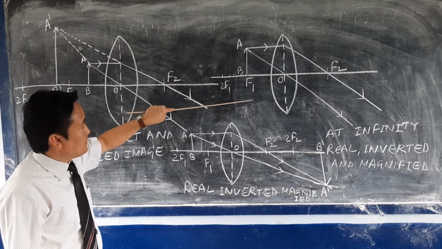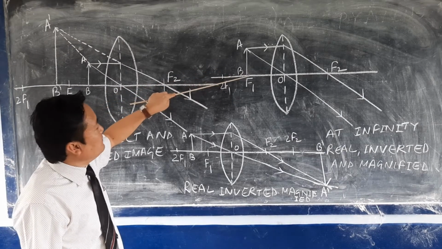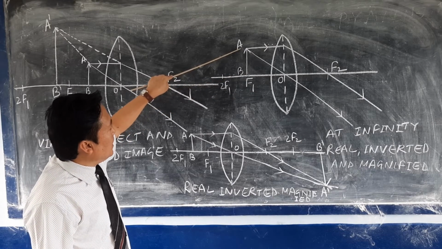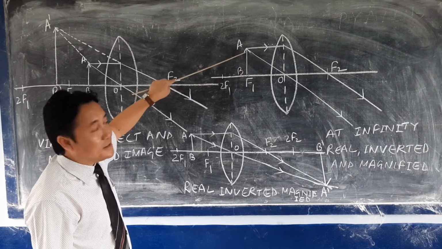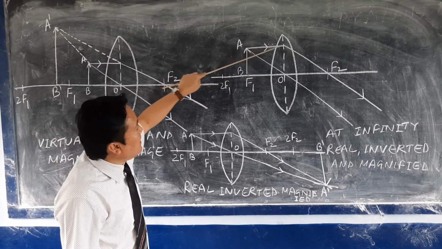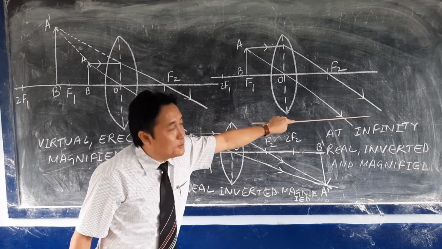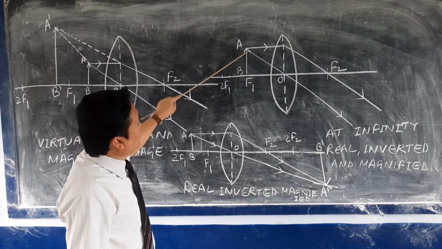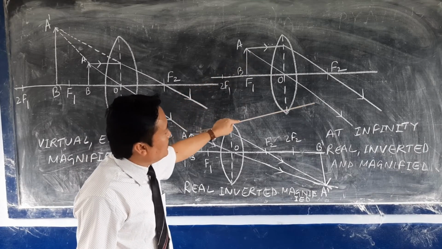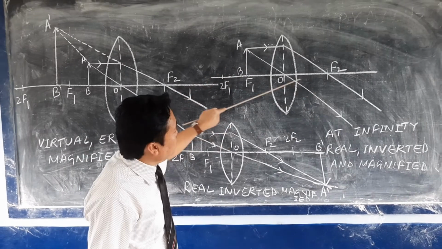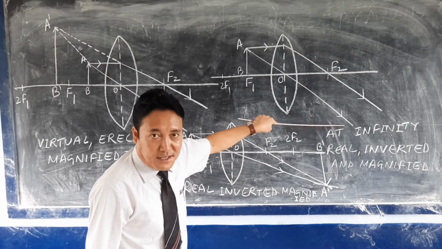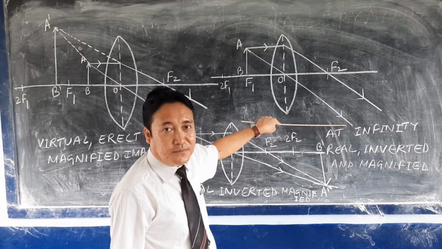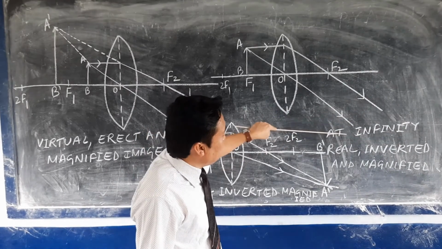The second one is there. Now the object is at the first focal point, that means at F1. AB is the object here. Follow the same rules. A ray of light parallel to the principal axis, after refraction, passes to the second focal point. Then another ray of light passes to the optical center without any deviation and emerges out from the lens. Now these refracted rays are not intersecting, so the image is formed at infinity.